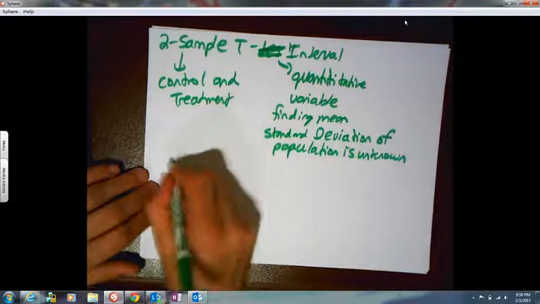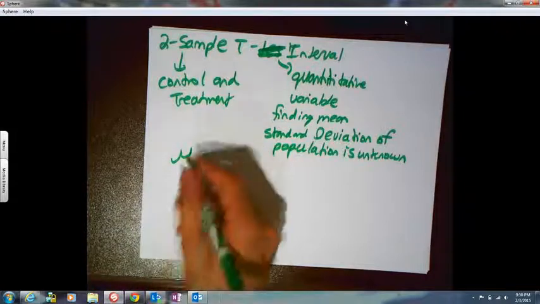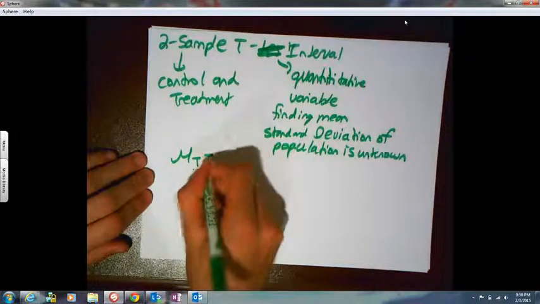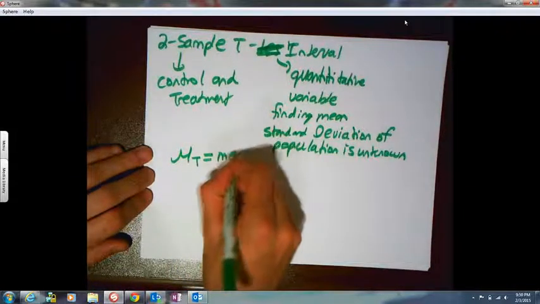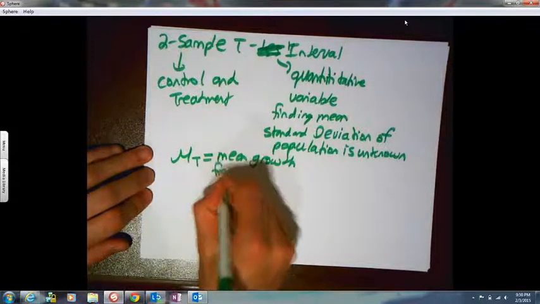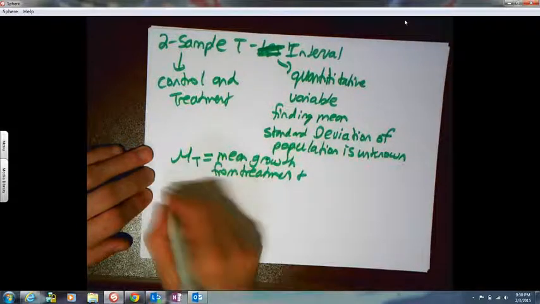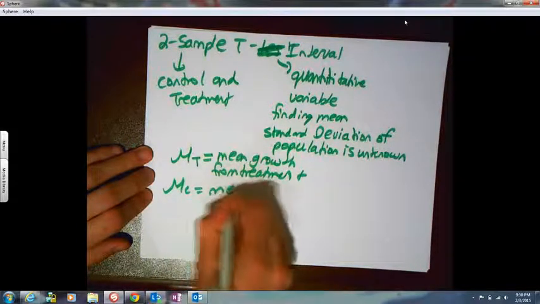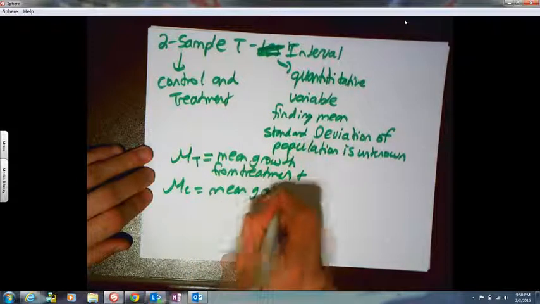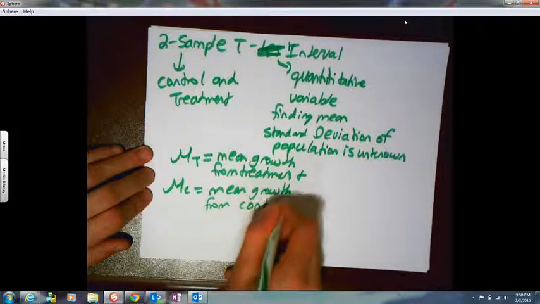So this is the mean, and what are they looking at? The mean difference in growth. So here's the treatment, mean growth from treatment and mean growth from control. Alright, so that's the name part.